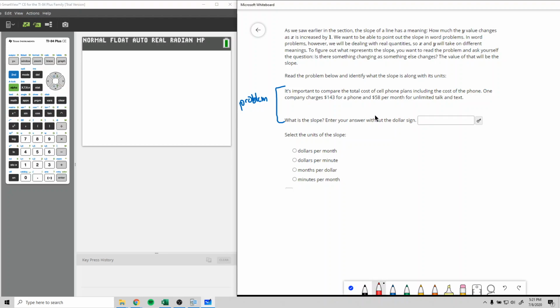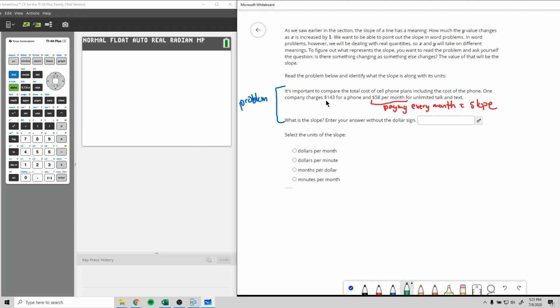If you're just reading the problem, it's $143 for a phone and $58 per month to pay for unlimited talk and text. The slope is what's going to be changing, what you're going to pay every month. You're not going to pay $143 for the phone every month. You buy it once and that's it. But $58 per month, that is what's changing. You can kind of think about it as paying every month. So that is the slope.